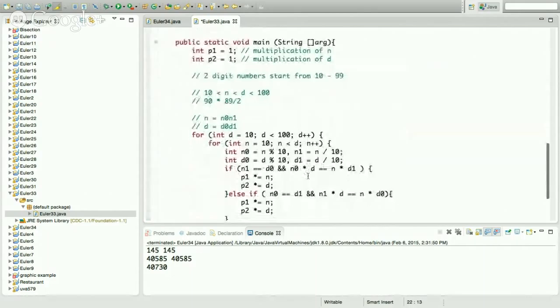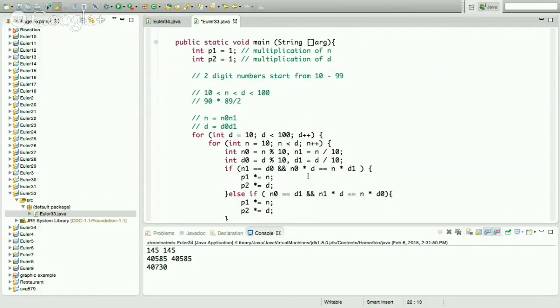So first I define 2 variables, p1 and p2. p1 and p2 are the multiplication of the numerators and denominators for the correct cases, for the cases that we want to take care of. And then it says that the numerator and denominator are both 2-digit numbers. So they both have to be in the domain of 10 to 100. And n should be less than d.